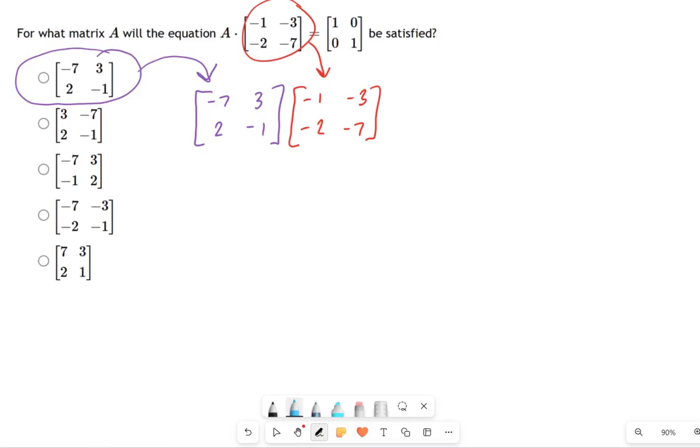We have a matrix multiplication question here. It's asking: for what matrix A times this thing that I circled in red will the result be a bunch of ones and zeros in that order? And one method you could do is just run through it guessing, right?